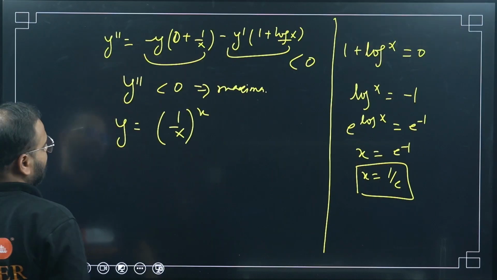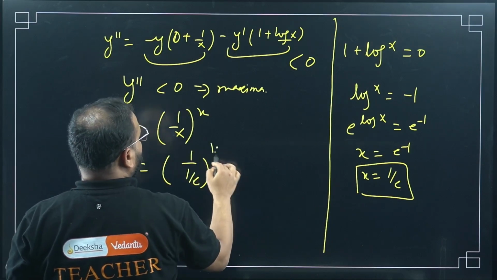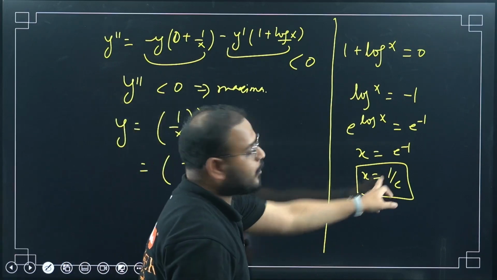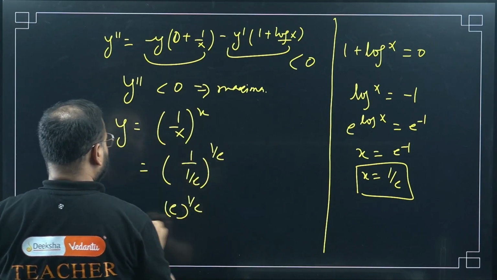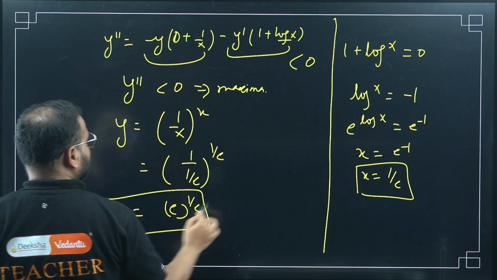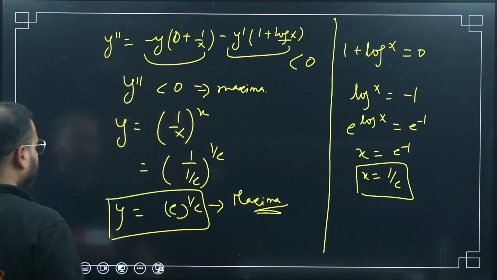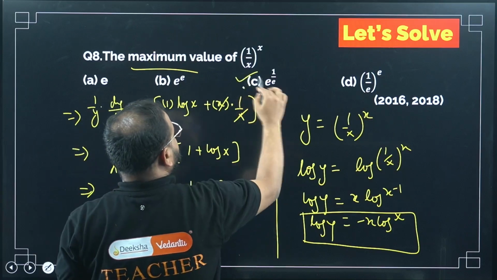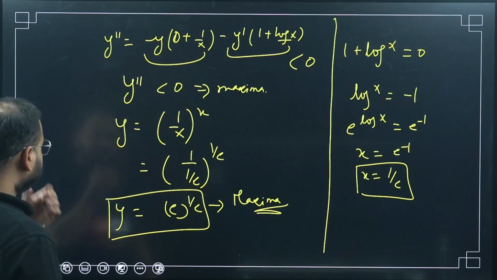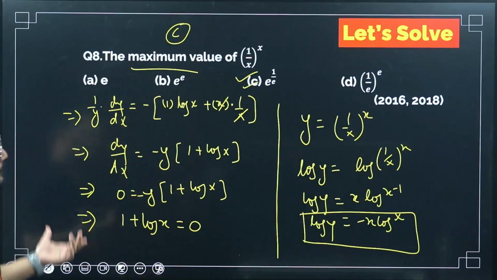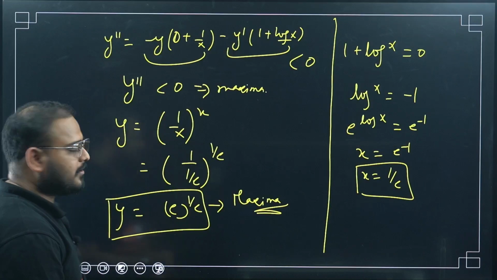Okay, let's put it here. So 1 upon e, yes or no? X is 1 upon e, so 1 upon e to the power 1 upon e. This is going to be e power 1 upon e. This is my function's maxima. E power 1 upon e, option C. E power 1 upon e is my answer. Moving on. I hope this is clear. Please have a look. Visible? Everything is clear?